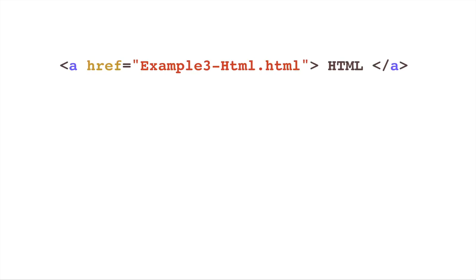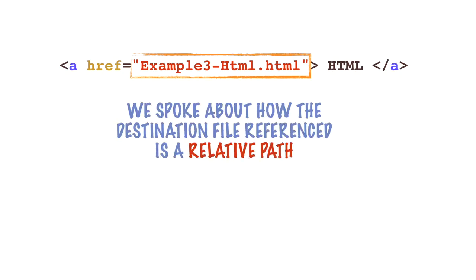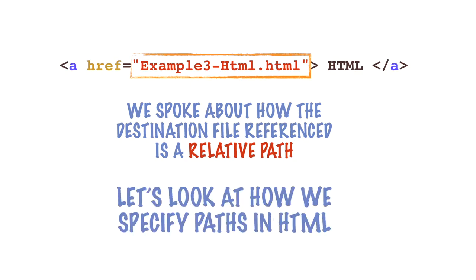It's important for us to understand exactly how paths are specified in HTML. The vast majority of our link paths are going to be relative. In other words, they are going to refer to other parts of our own web project. The destination file here is going to be referenced via a relative path. Relative to what? Relative to the path of the currently loaded HTML page. So let's go ahead and understand how we work with paths in HTML.